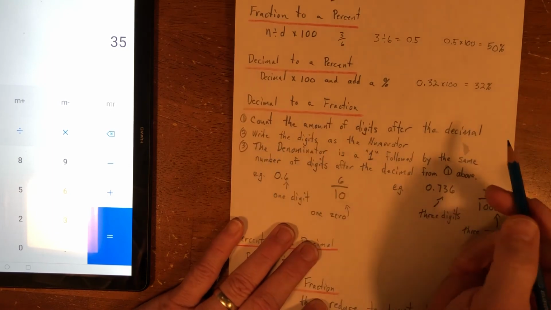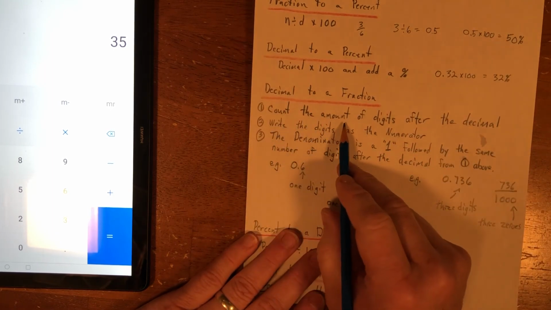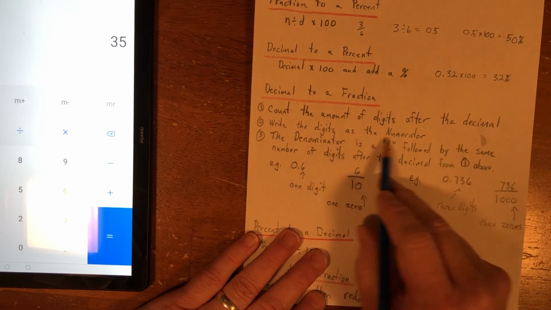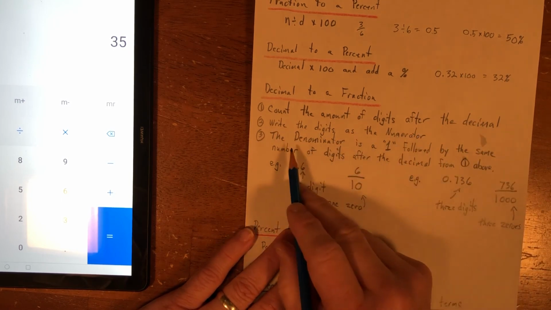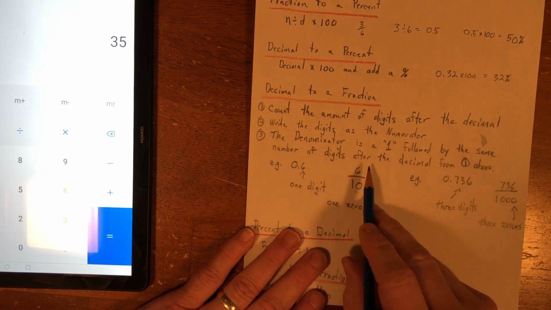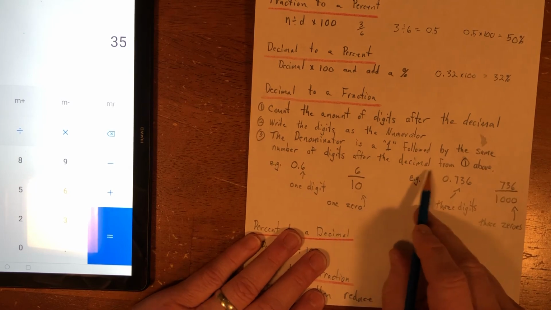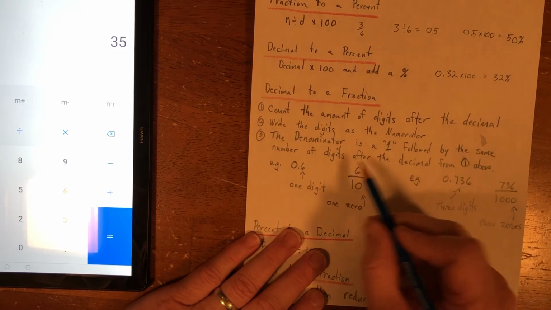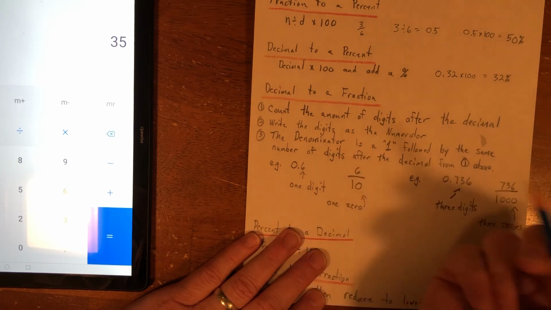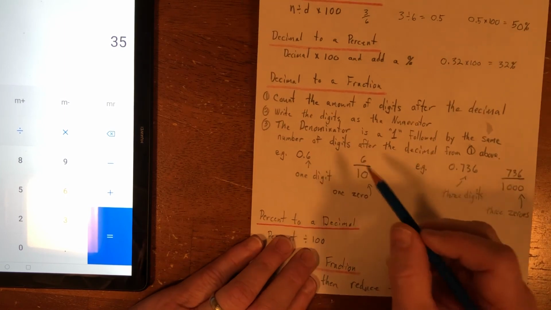Going from a decimal to a fraction, again, we count the number of digits after the decimal. Then we write the digits as the numerator. The denominator is a 1, followed by the same number of zeros as there are digits after the decimal. I think I explained that.